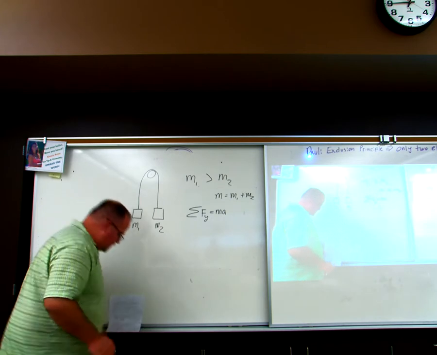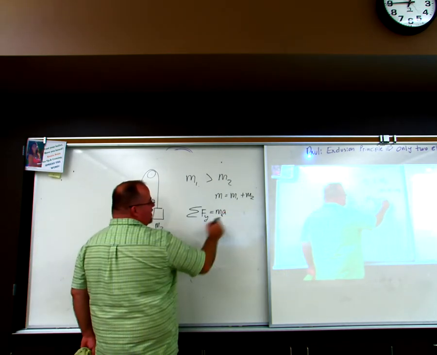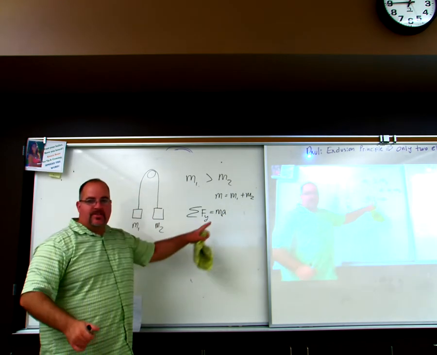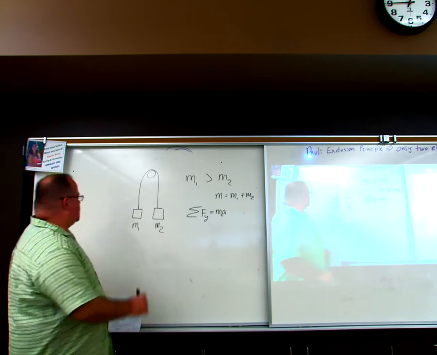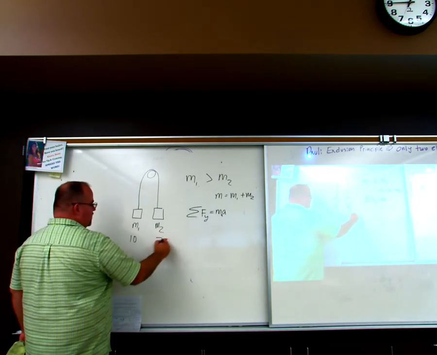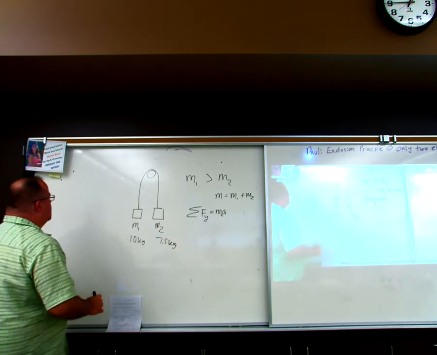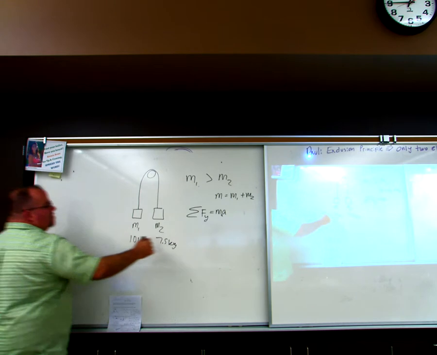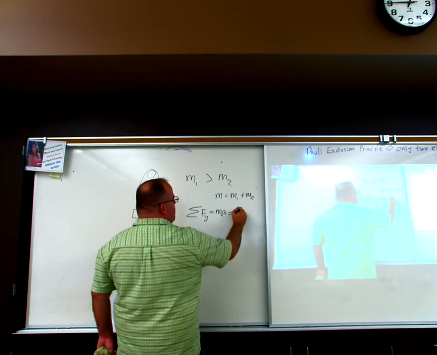So then, does that make sense? Because this is the total mass of the system and the acceleration of the system. What was M1 and M2? The actual number? This one was 10 and 7.5 kilograms. So the sum of the forces would be mg.